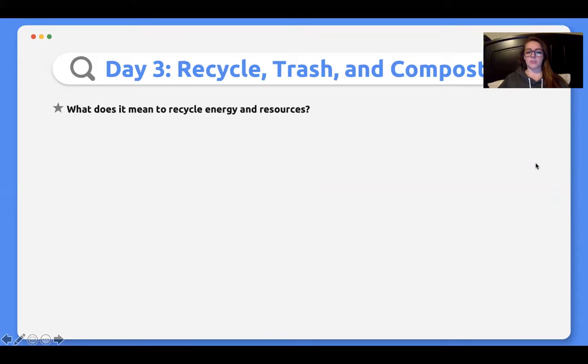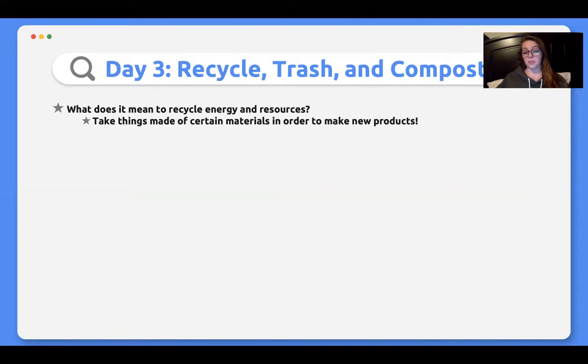What does it mean to recycle energy and resources? So what does it mean to recycle? Recycling means to take things made out of certain materials in order to make new products. So our goal is to sort these things. Like a milk carton is made out of plastic. An egg carton is kind of made out of paper or cardboard. A box is made out of cardboard, and you sort them into their specific bins.